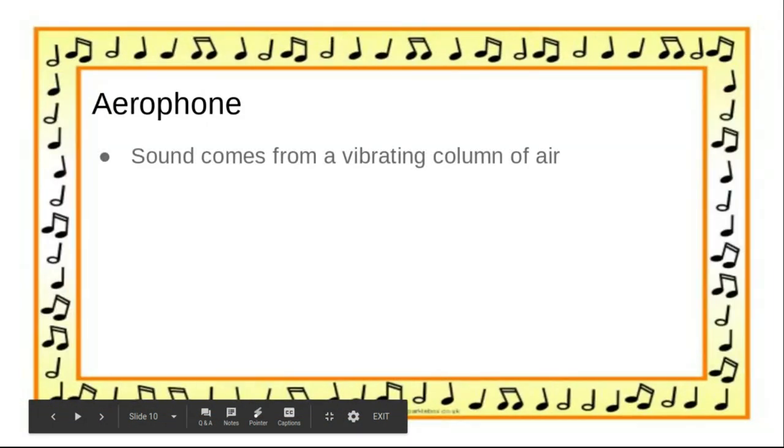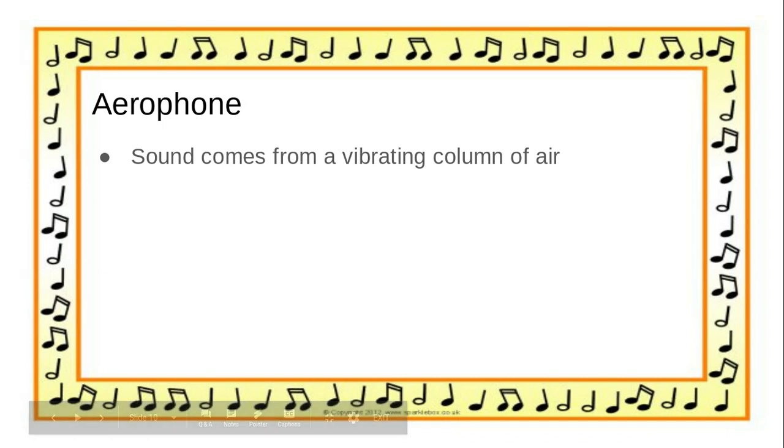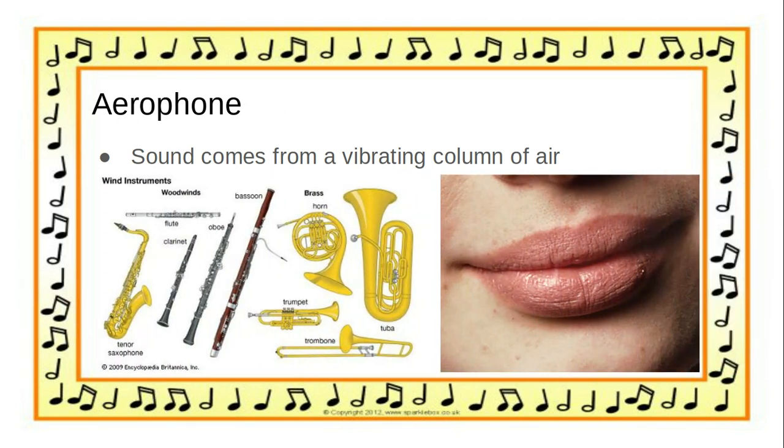Next thing, aerophone, sound that comes from a vibrating column of air. Aerophone, air sound. Okay, so these are all your woodwind instruments and your vocal cords themselves. Any wind instruments that you can come up with. So flute, that's what I play. Trumpet, that's what Dr. Winland plays. Tubas, trombones, tenor saxophones. All of these instruments make sound from a vibrating column of air.